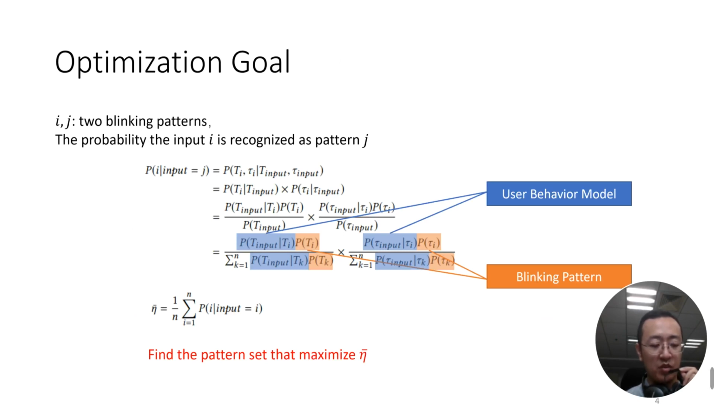The probability that the input pattern I is recognized as pattern G can be expressed using a Bayesian equation. The prior is determined by blinking patterns, and the likelihood is determined by the models of user tapping behavior.